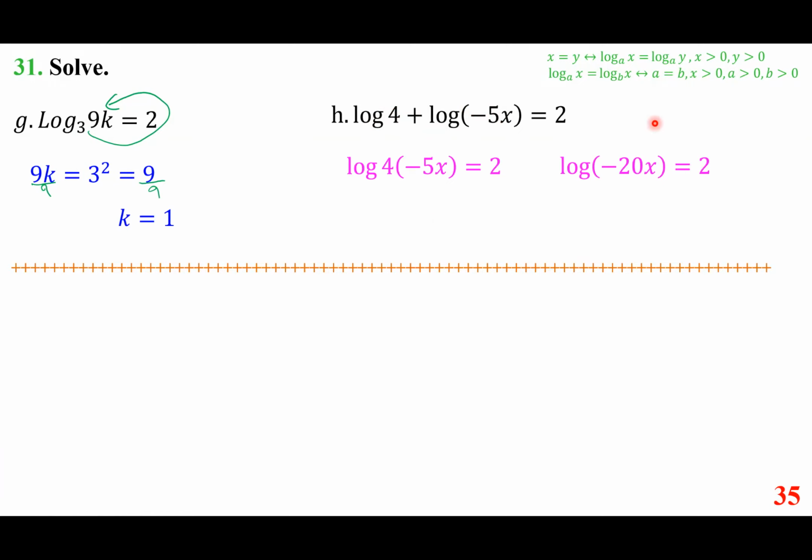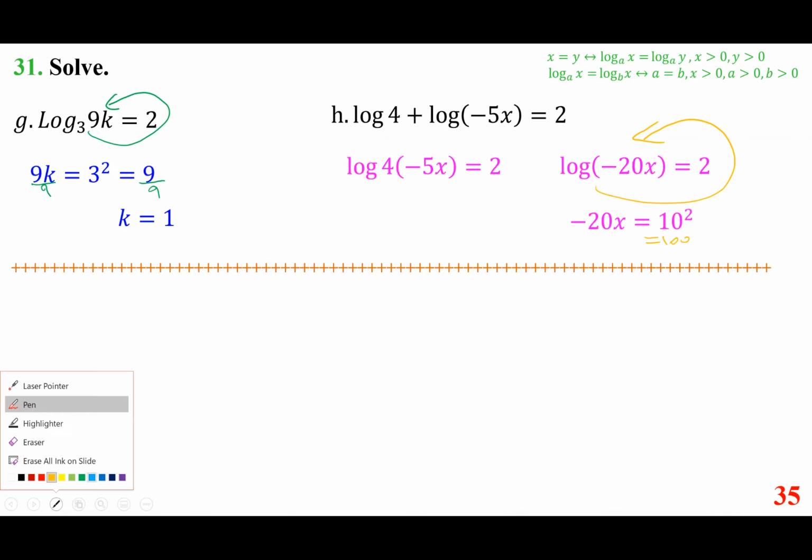And now the arrow, we go with the definition. LOG has no base, the base must be 10. So 10 squared is minus 20x. As you know, 10 squared is 100. So we're going to divide both sides by negative 20. And x becomes negative 5.